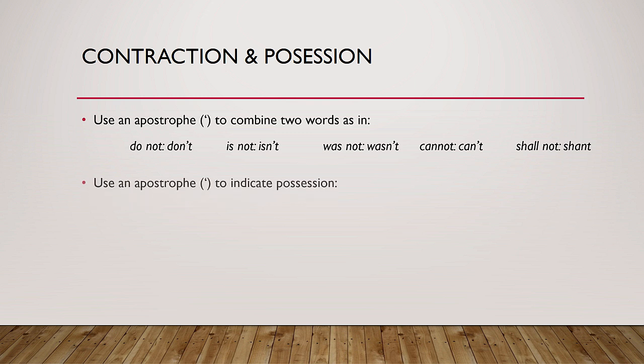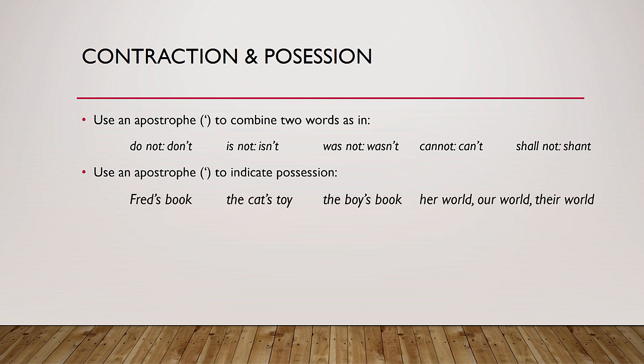Now, the other case in which apostrophes are used is to indicate possession, as in Fred's book, the cat's toy, the boy's book, and the noted multiple exceptions to this rule like her world, our world, their world. None of these have the apostrophe in them, but they also indicate possession.